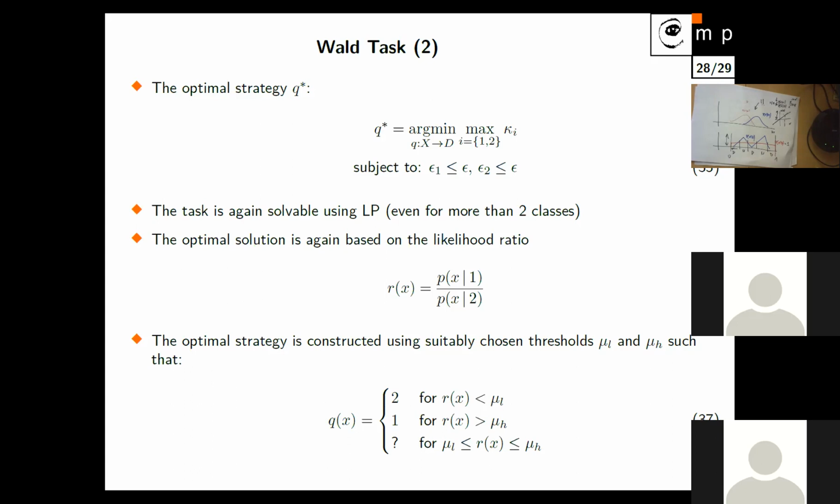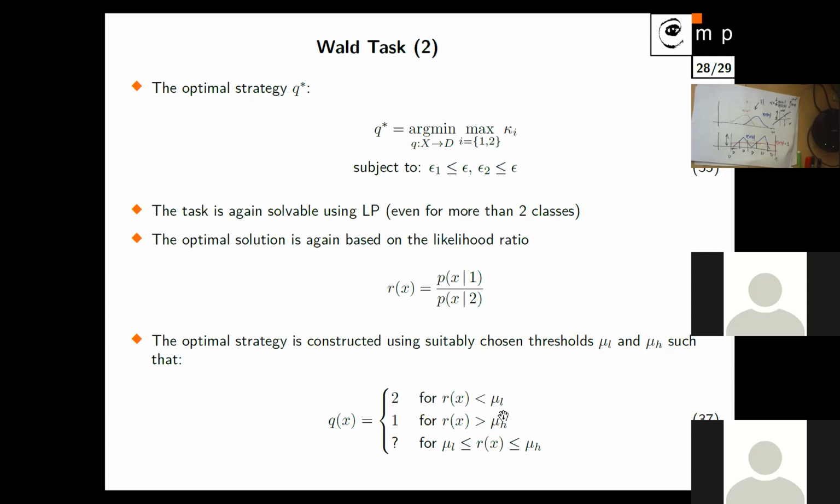Okay, and then the interesting thing again. For 2 classes, the likelihood ratio is an extremely important quantity because the solution is actually like two Neyman-Pearson problems where they swap the roles. If the likelihood ratio is high, above mu H, you go for class 1. If the ratio is very low, you go for class 2, and in between you say I don't know.